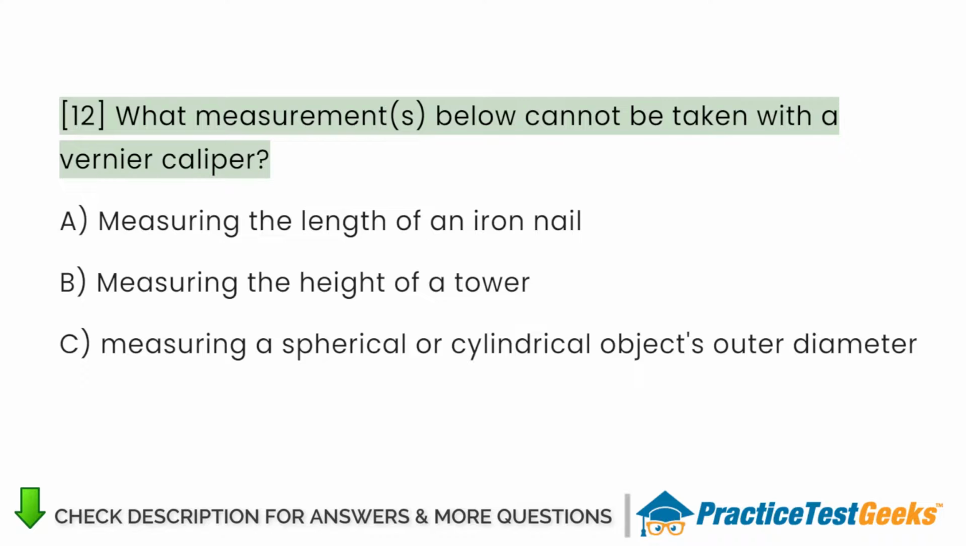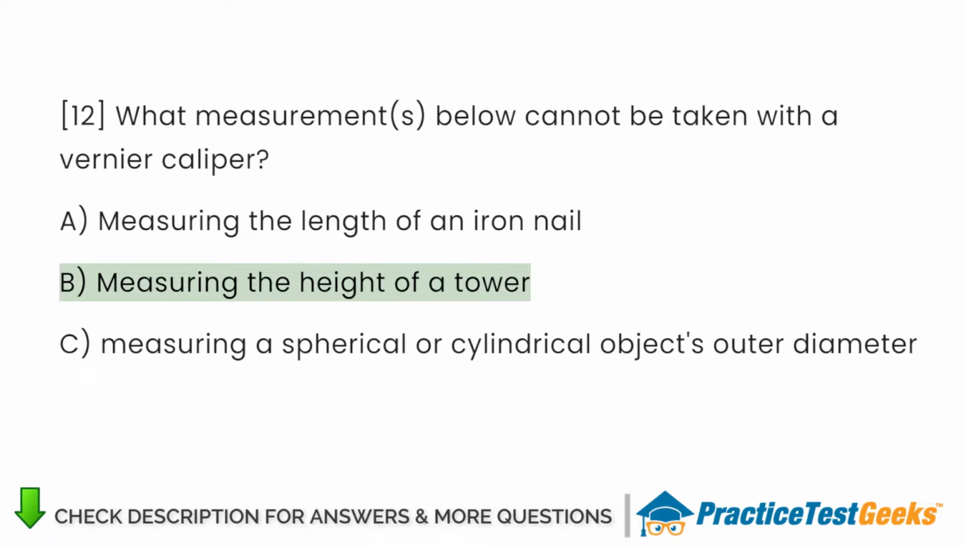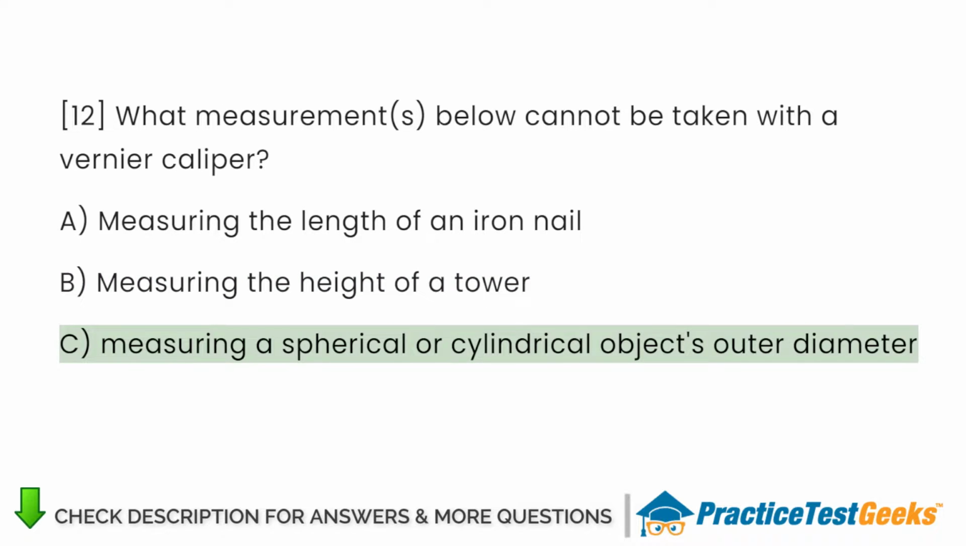What measurements below cannot be taken with a vernier caliper? A. Measuring the length of an iron nail. B. Measuring the height of a tower. C. Measuring a spherical or cylindrical object's outer diameter.